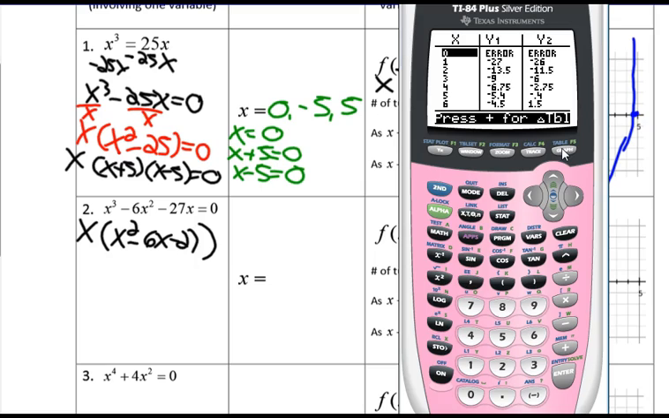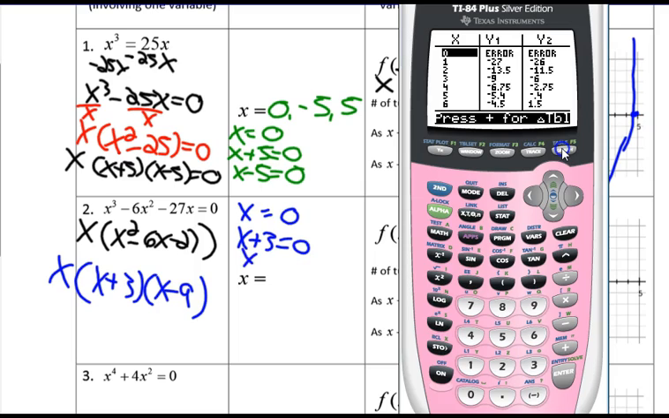3 and -9. So don't forget your x that comes on the outside. And then your factors are x, x plus 3, x minus 9. Now, how do I find the zeros, though? x equals 0. x plus 3 equals 0, negative 3. And 9. So it's 0, negative 3, 9.